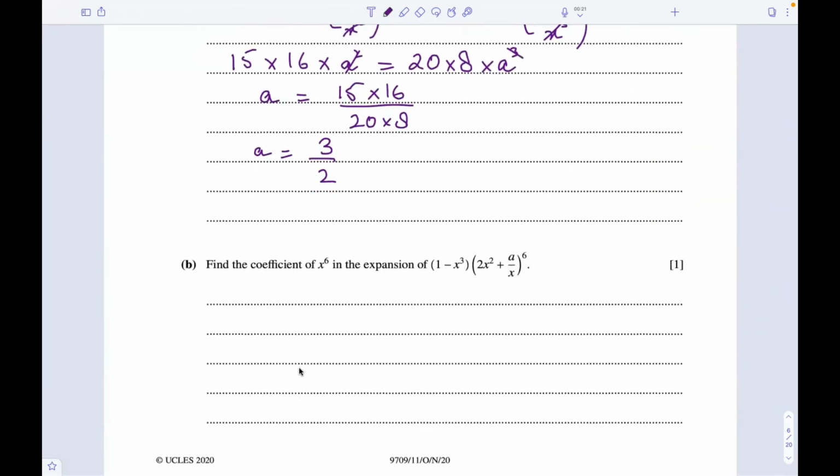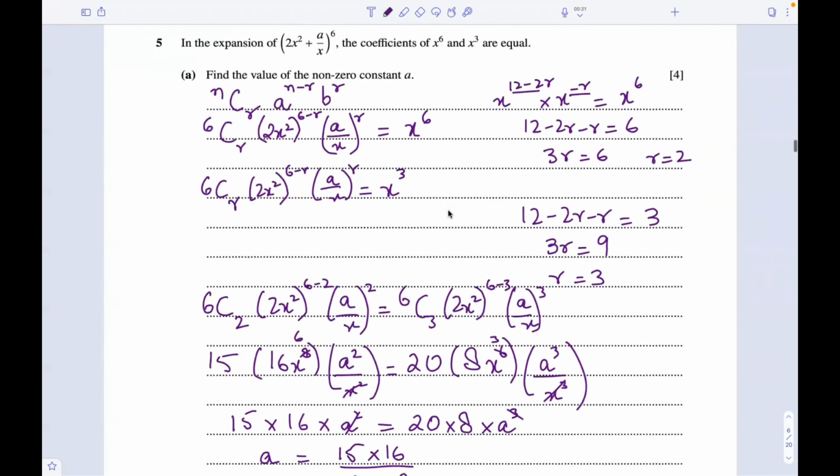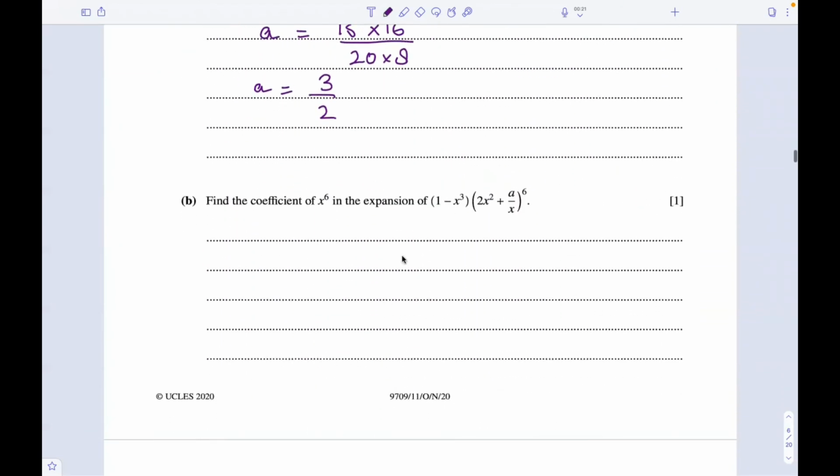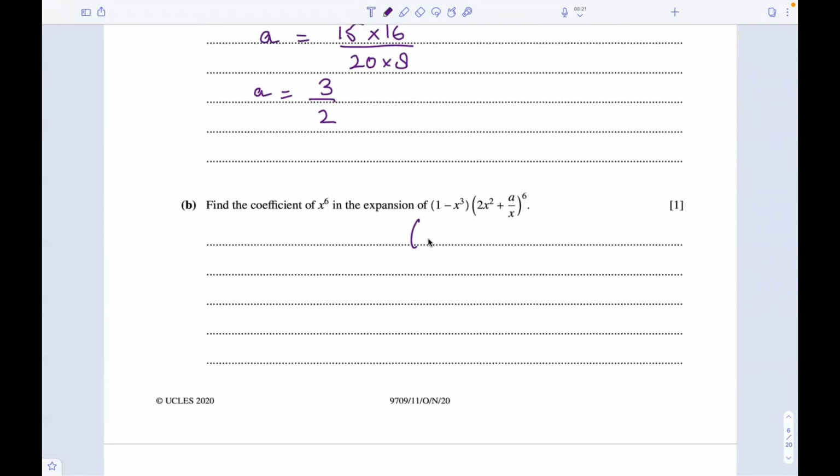Now in part B, we have to find the coefficient of x to the power 6 in the expansion of 1 minus x cube multiplied by 2x squared plus a upon x to the power 6, which is the same as in part A. Now, to do that, we know that the coefficients of x cube and x power 6 are equal. So whatever the coefficients are, let's say the coefficient of x cube was a, and the coefficient of x to the power 6 was b.